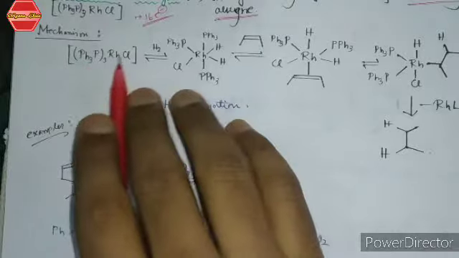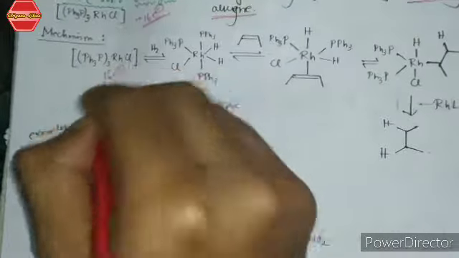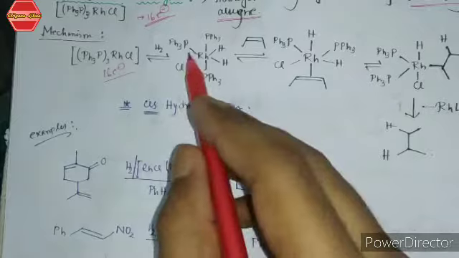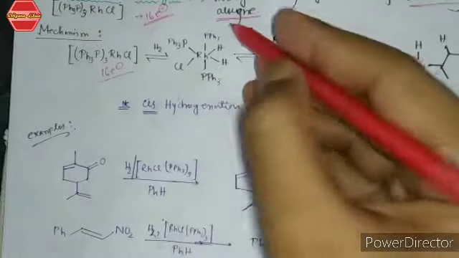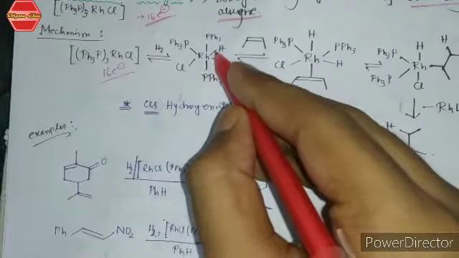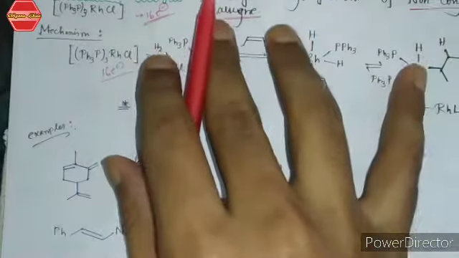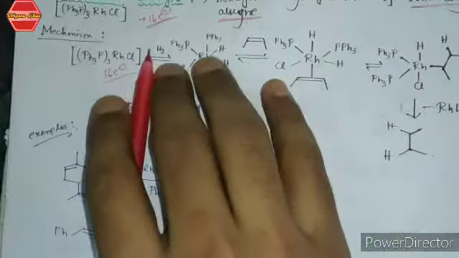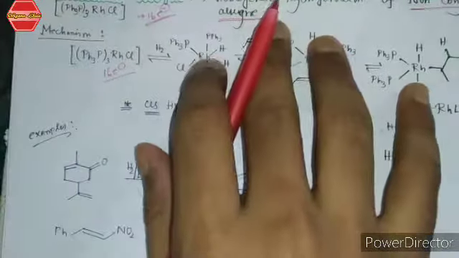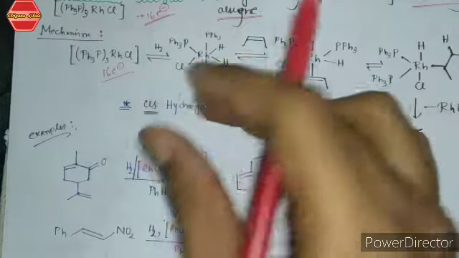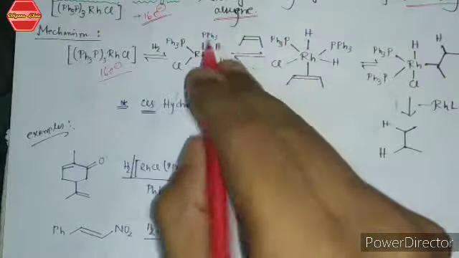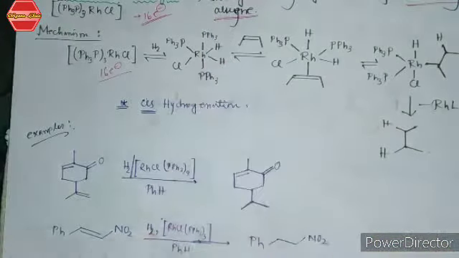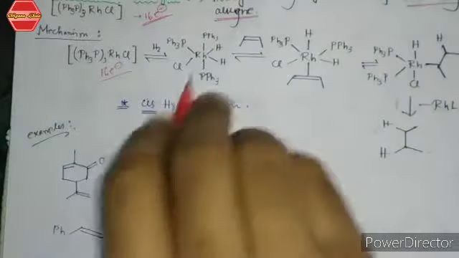Now the mechanism is nothing but this 16 electron complex. This 16 electron complex takes 2 hydrogens to form an 18 electron complex. Now see, this is cis hydrogenation, not trans hydrogenation, just because this is not polar. If the compound is polar in nature, then a trans type of reduction takes place. Here these 2 hydrogens are cis in nature.